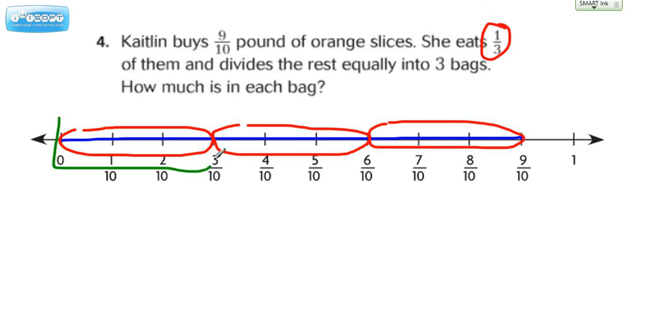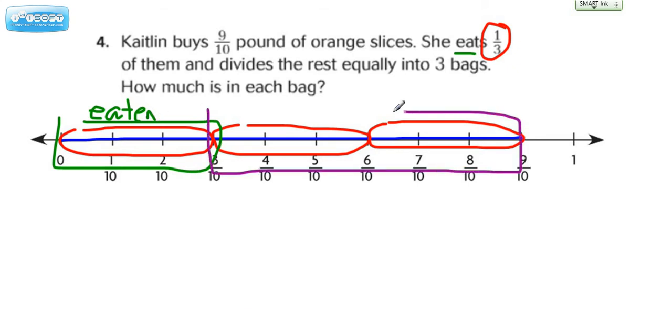This piece here is gone. It's been eaten, right? So let's put that on top. All right, so that means the amount that's left is this right here. We're taking that amount and we're going to divide it equally into 3 bags.